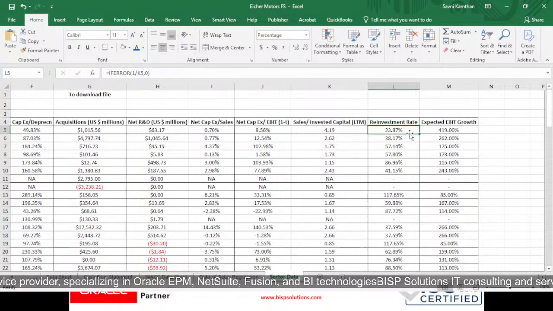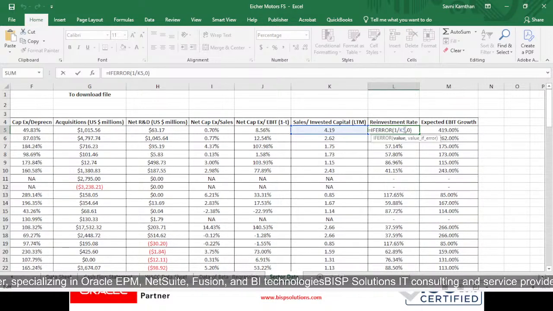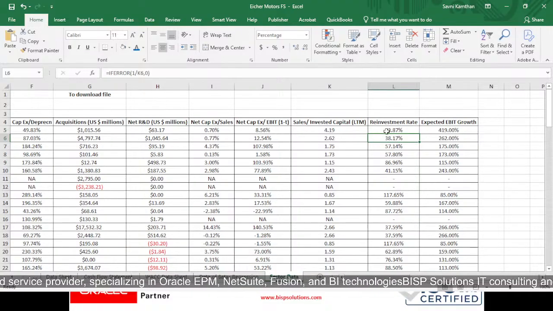So for reinvestment rate, what I have done over here, I have taken the IFERROR function, so that if there is no data available, it will show me dash or 0, right? I have taken IFERROR of 1 divided by sales to invested capital LTM, comma 0, and when I clicked on enter, it showed me the reinvestment rate, and I have copied it till the end, as the calculation will be the same, only the digits and columns and rows will change, right?